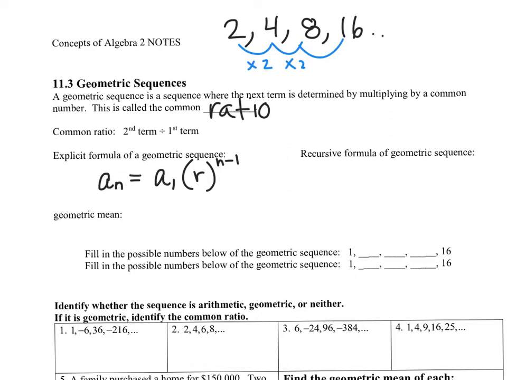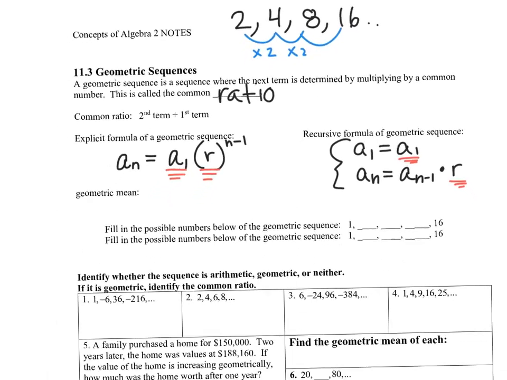Recursive formula is going to be 2 lines again. A sub 1 equals a sub 1, so we need that first term, and then to get the nth term, you're going to take your previous term, which we write as a sub n minus 1, and we're going to multiply it by r, which is the common ratio. So when you have these formulas, what you need to plug into both of these are your a sub 1 and your r. Okay, everything else stays the same.